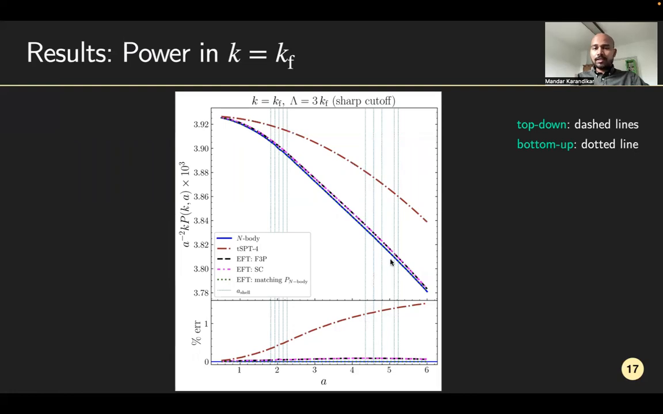And both of them again are in excellent agreement with each other, and also with the bottom-up estimate, which comes directly from matching the n-body. So you again see that the top down, which is the dashed line, and the bottom up, which is the dotted line, you can see here, are in great agreement.